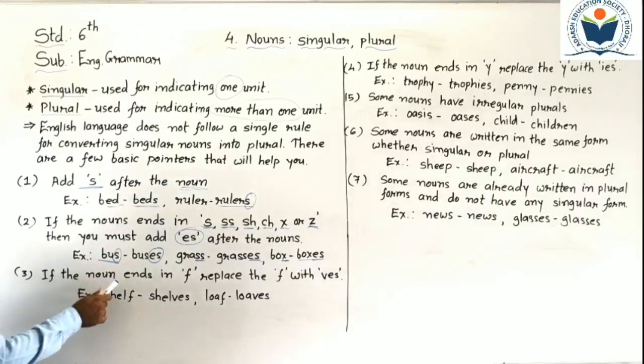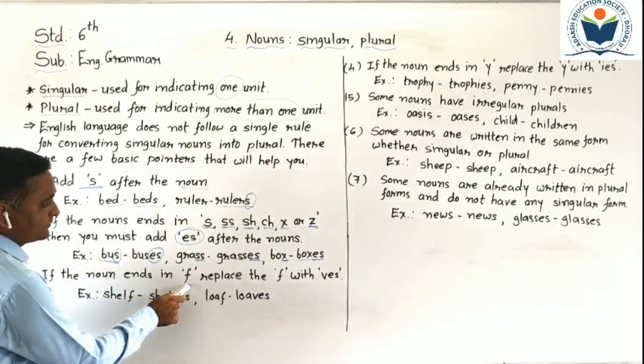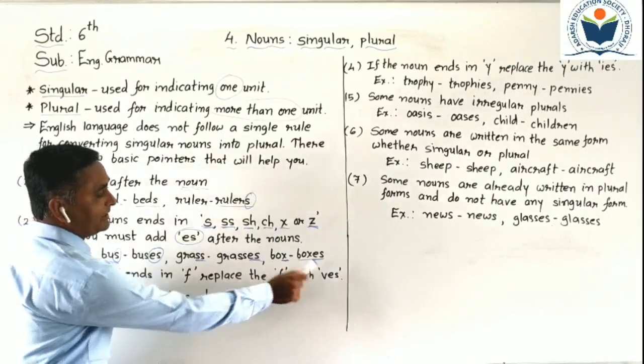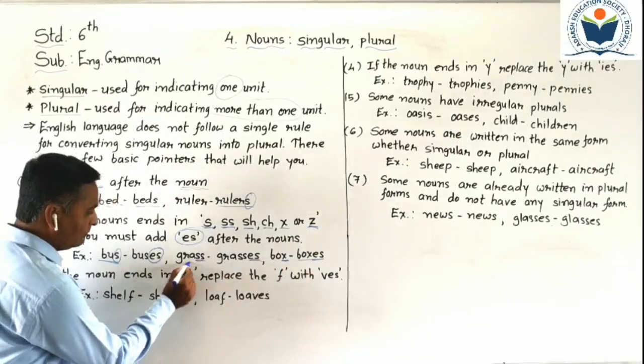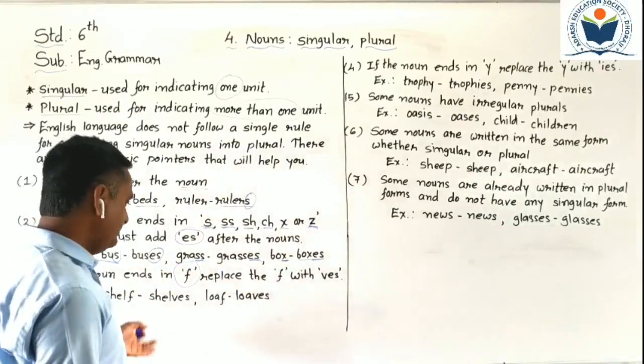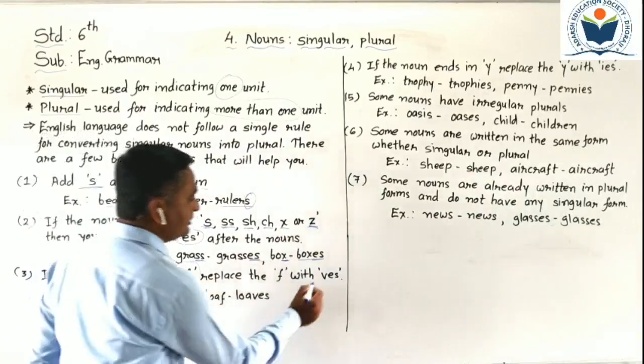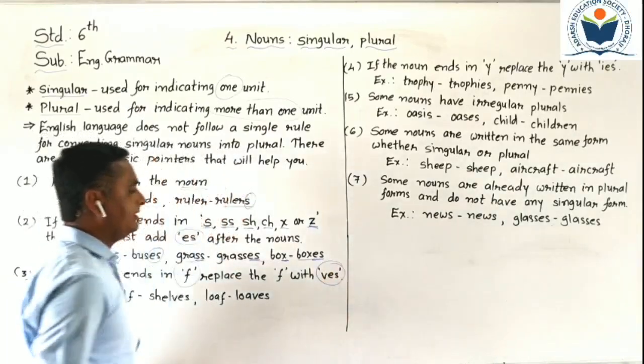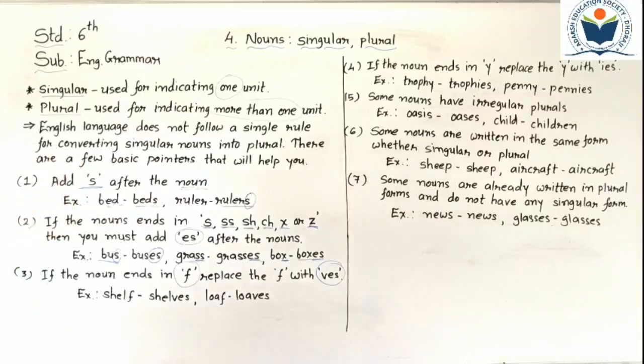Now the third rule is given here. If the noun ends in f, replace the f with ves. If a noun ends with f, then we have to remove the f and put ves instead of f to make a plural form. An example is given here. See, self.